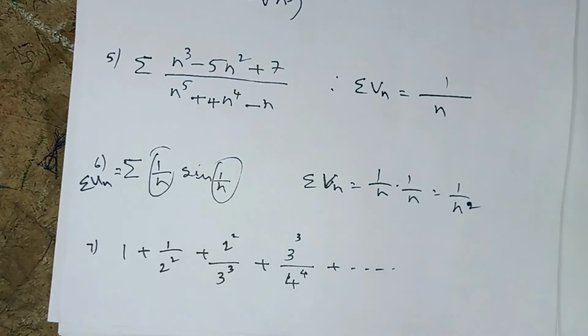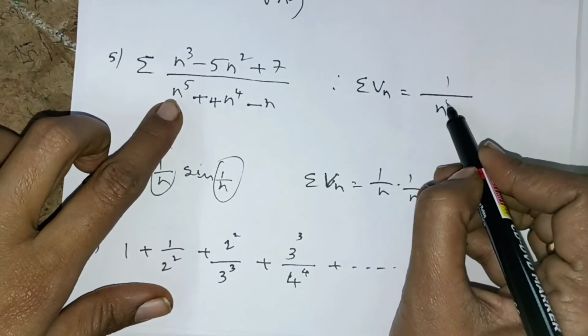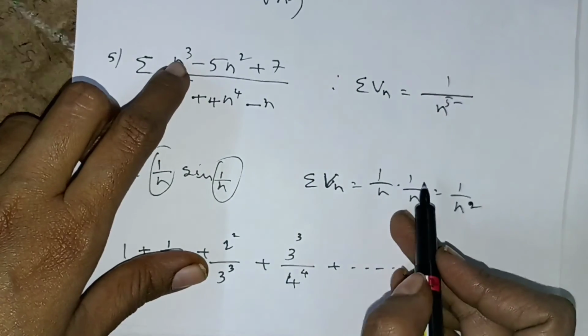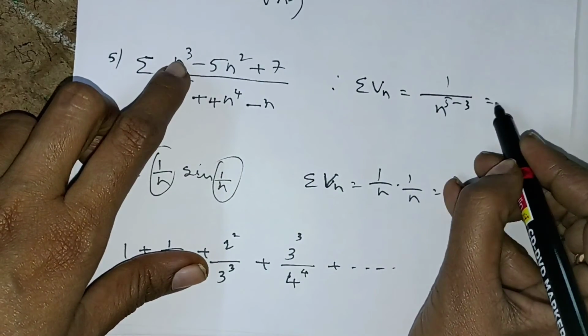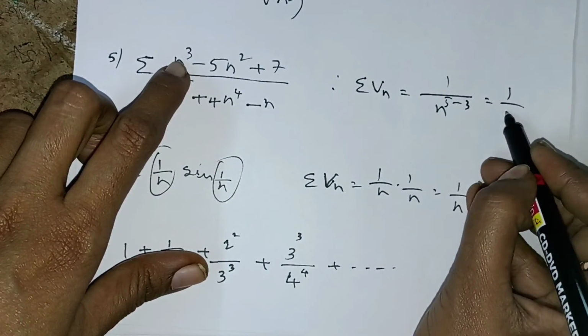n square. Highest power of n in the denominator is 5. Highest power of n in the numerator is 3. 1 by n to the power of 5 minus 3 is 1 by n square.